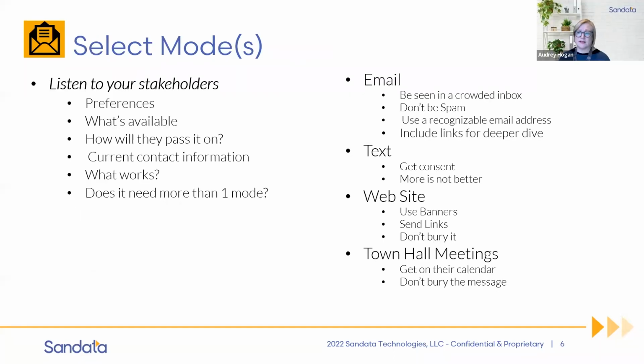Modes. And this is going to get to a little bit of what you just talked about too, Virginia. But again, we want to listen to our stakeholders. What are their preferences? Do they want email, text, websites, town hall meetings? What do they want? What's available? What do we have that we can use to communicate? Is it text? Is it a short video? Is it, in the old days, postcards were really big.